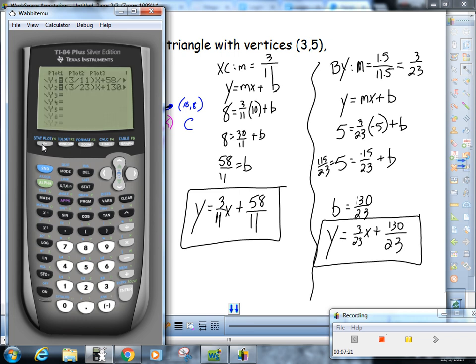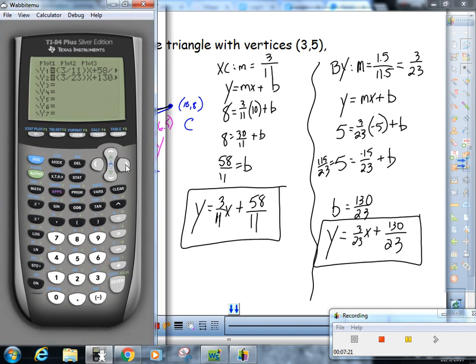Okay, so you will see that I already typed these in just to save time on the video. I put my slope in parentheses because that all needs to multiply by x. So you get y equals 3/11 x plus 58/11. Just showing you that I have it typed in right. And on the next one, plus 130 divided by 23. Everybody so far so good?